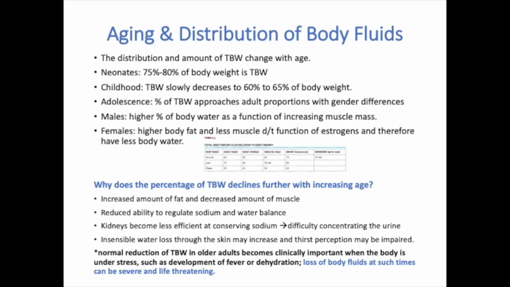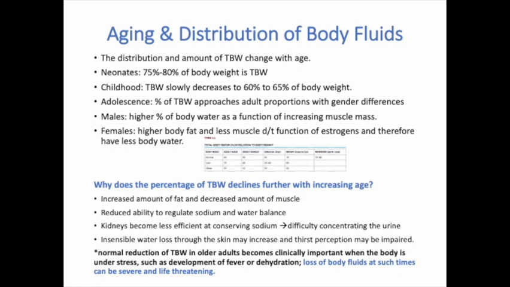But why does the percentage of total body water decline with further aging? Well, there's several reasons. Increased amount of fat and decreased amount of muscle as we get older. There's reduced ability to regulate sodium and water in our body, which can shift that balance. Our kidneys over time become less efficient at conserving the sodium, and therefore we have difficulty concentrating it in the urine. There's also insensible water loss through our skin as it thins, and this may increase. And there is also that thirst perception that may be impaired as well.